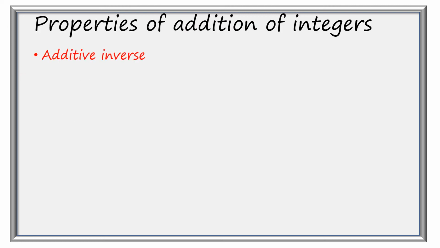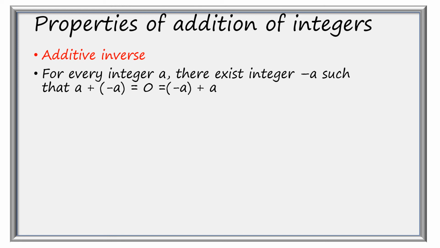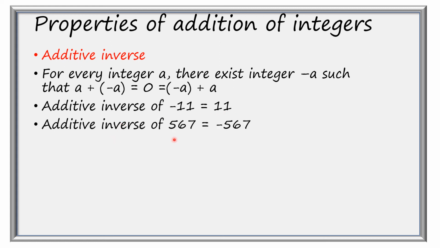Next is additive inverse, and I have already told you about this in the video on subtraction of integers. For every integer a, there exists an integer minus a such that a plus minus a equals 0. For example, if there is an integer minus 11, then what is the additive inverse? Minus of minus 11, which means positive 11. Then the additive inverse of 567 is, for this positive integer, minus 567.